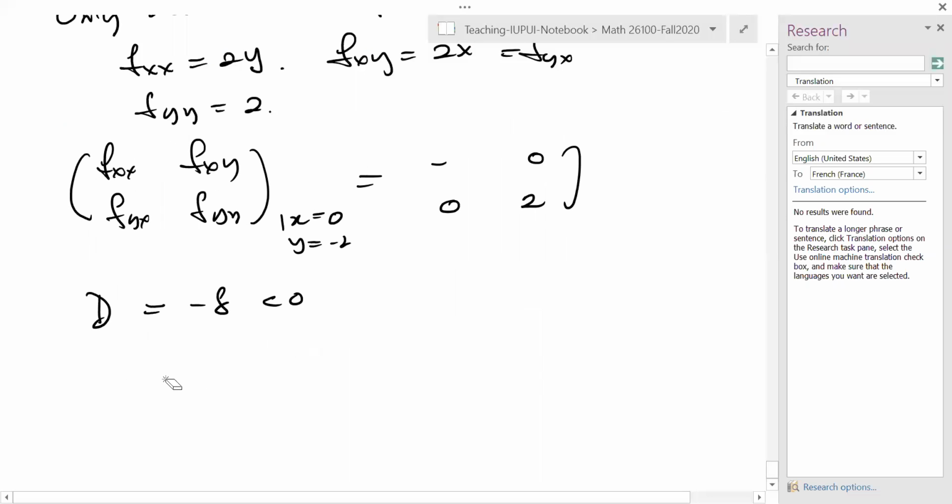The saddle point is in three-dimensional space, so I have to say where it is. When x equals 0, y equals -2, and z equals 0 there. So you get a saddle point.